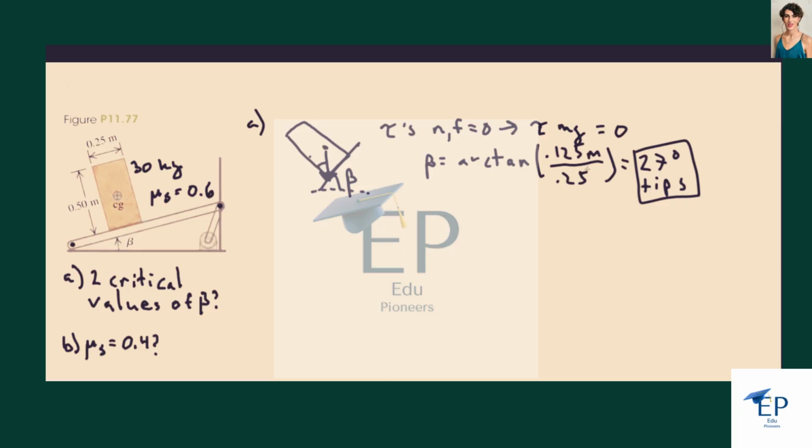And now when it's ready to start sliding down, then the static friction has its maximum value, which is the static coefficient of friction times the normal force. So we need to figure out what that normal force is. And so we now use our equilibrium conditions involving the forces in the x and y directions.